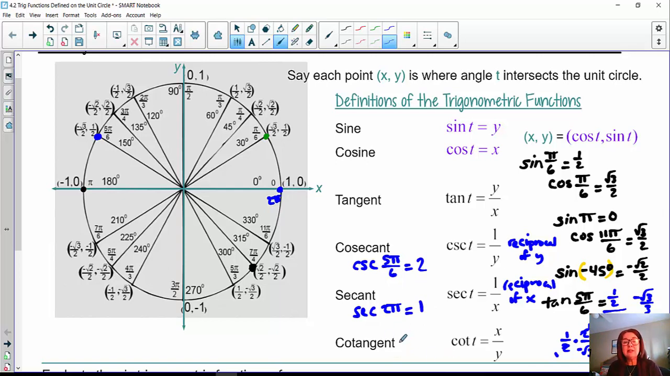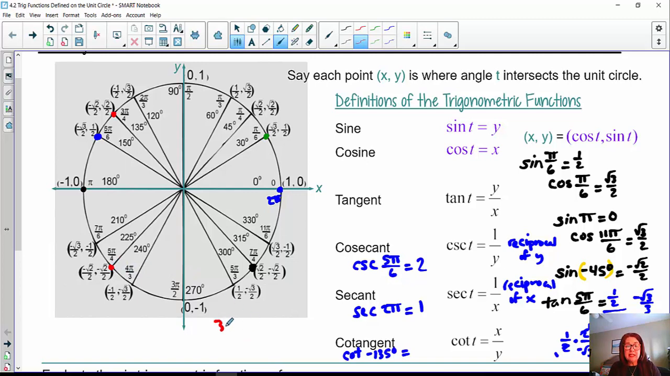All right. And then the last one in our list is the cotangent. It's abbreviated COT, and it's the ratio of the x value to the y value. So let's say we were asked to find the cotangent of negative 135 degrees. Okay, so that's negative. We're going backwards. Let's take a look at what positive 135 looks like. That's to here. So negative 135 will come backwards that amount.